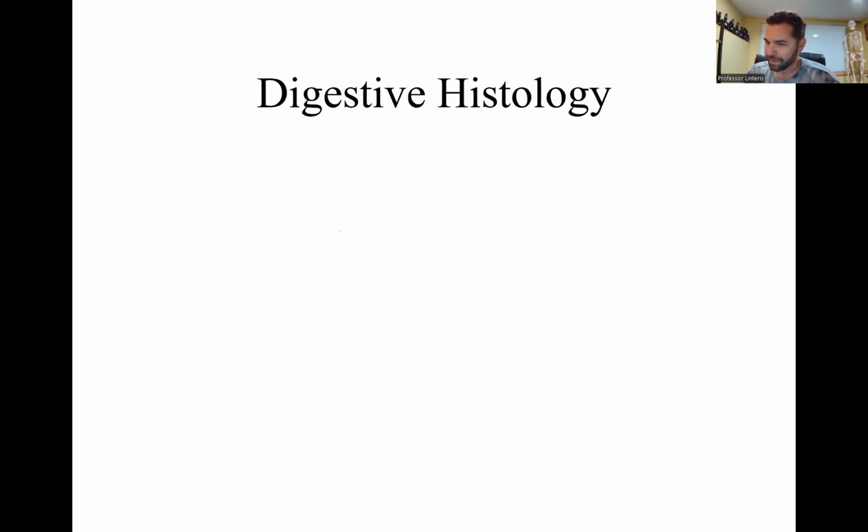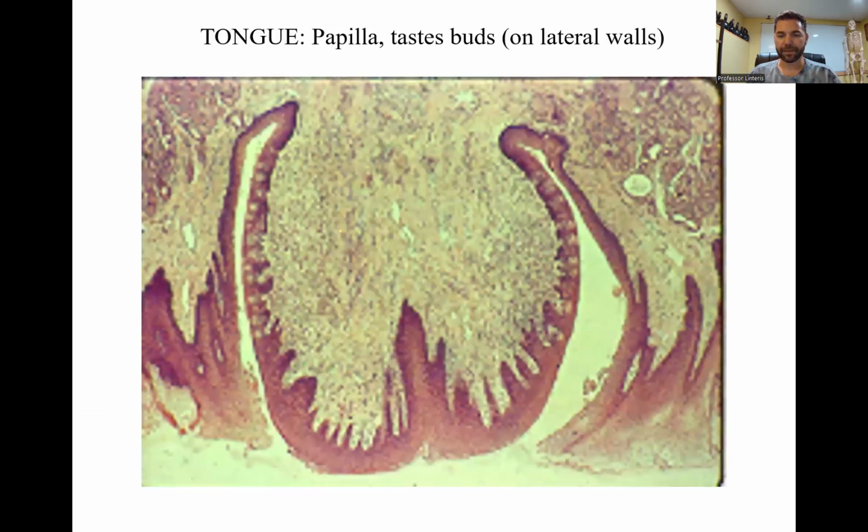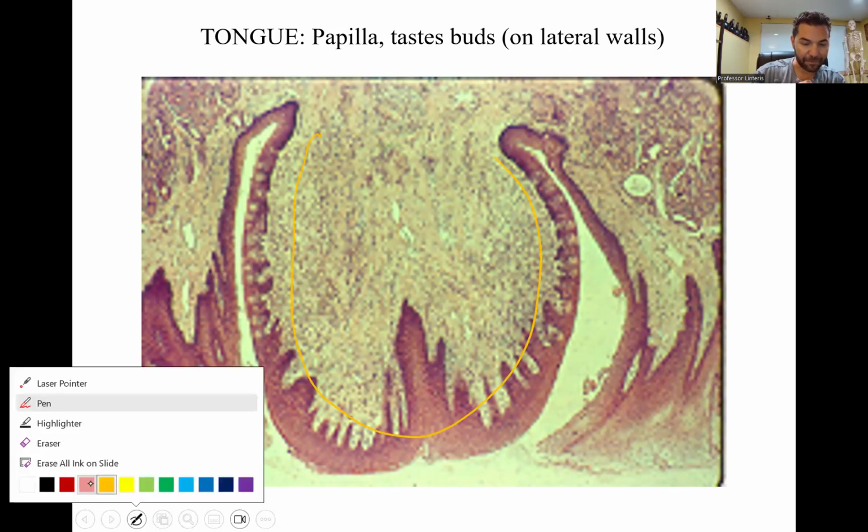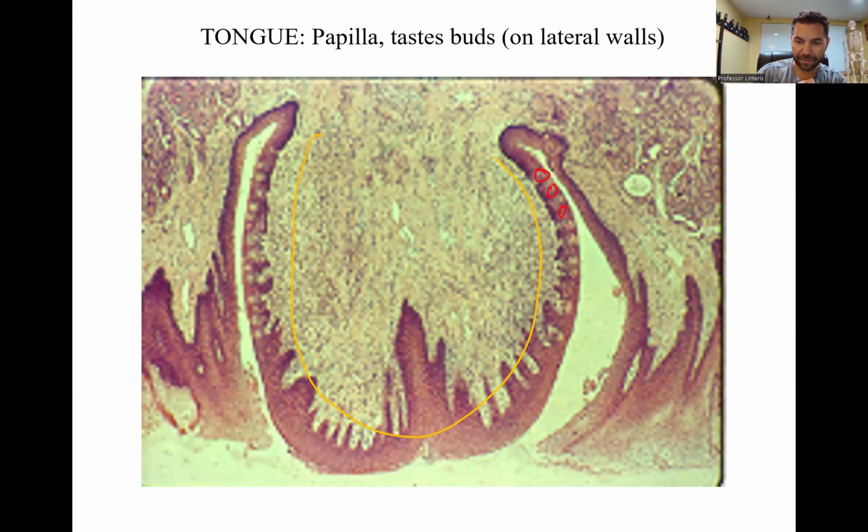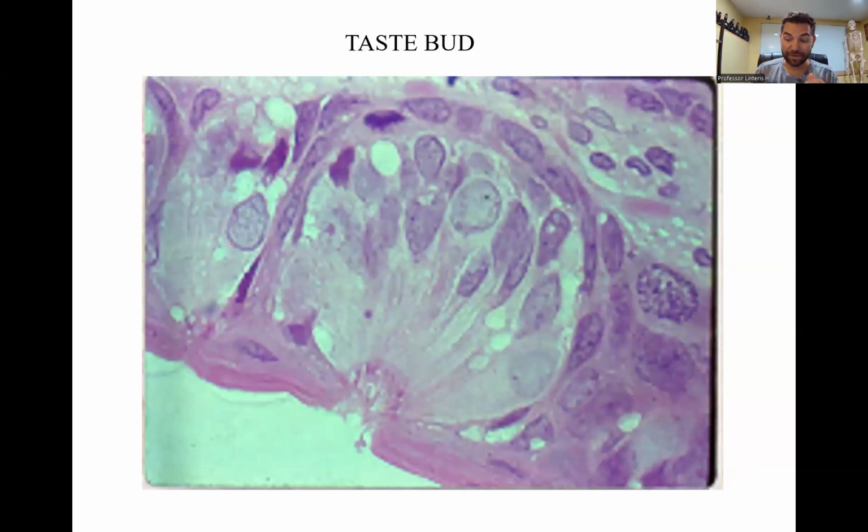And now we're going to do a little bit of digestive histology. The first thing that we are looking at is in the tongue. This is called a papilla. And what you can see on here are the taste buds on the side. What a papilla is are the bumps on your tongue. And then within those little recessions, you have taste buds on the lateral walls that allow you to taste various types of flavors, etc.